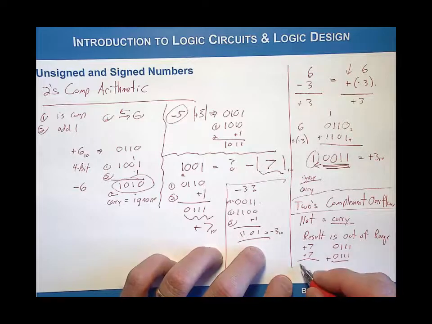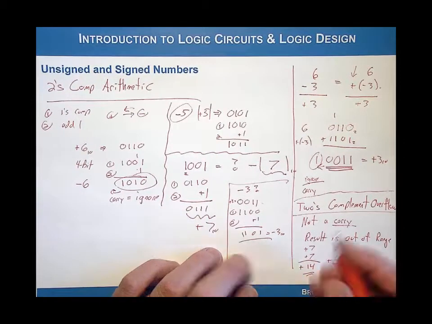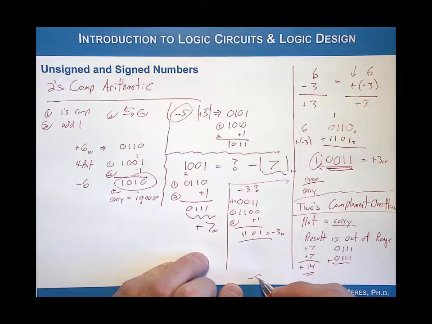7 plus 7 is positive 14. That's the right answer. Positive 14 cannot be represented in 2's complement, because remember the range that we've been looking at for a 4-bit goes from negative 8 up to positive 7, so this doesn't fit. So let's take a look at what we would have.